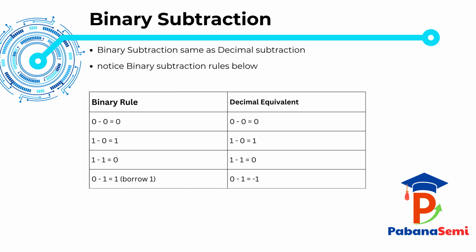0 minus 1 is not possible, so we must borrow. When we borrow from the next bit, that borrowed value becomes 2 in binary. So, 0 minus 1 becomes 2 minus 1, which gives us 1, and we mark borrow equals 1 for the next step. On the decimal side, you can compare it as 0 minus 1 is negative 1, which shows why we must borrow in binary. So remember, whenever you see 0 minus 1, borrowing is mandatory. These 4 rules form the core logic of all binary subtraction.